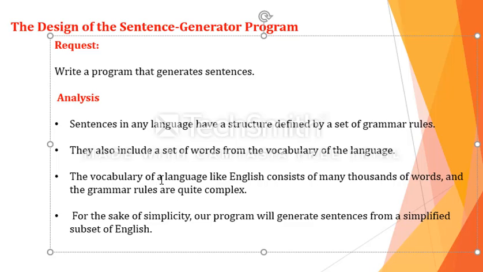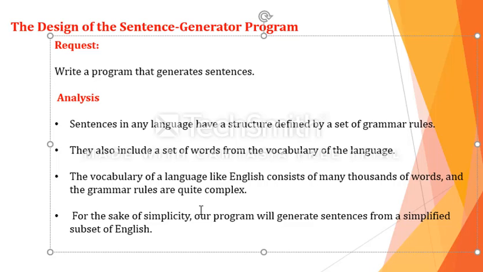Next, the vocabulary of the language like English contains many thousands of words and the grammar rules are quite complex. Okay na? So he's already saying that English sentences, whenever you want to frame English sentences, it contains thousands of words and we have so many rules, okay, which are very complex.